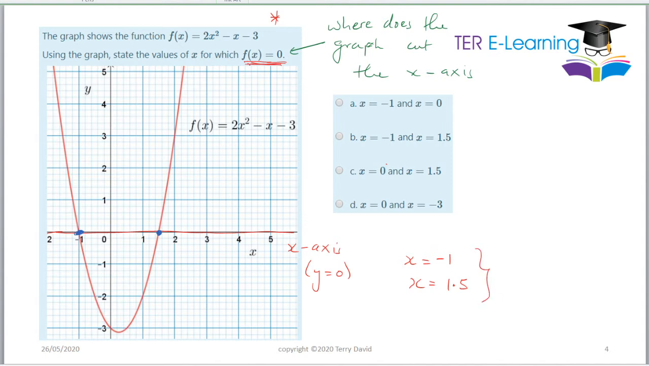So whenever you see a question where they ask you where f of x is equal to 0, right? In this case, all we're doing is finding where the graph cuts my x-axis, right? So the answer in this case is -1 and 1.5. So the answer is B, right? So Sharice, yes, that is correct.